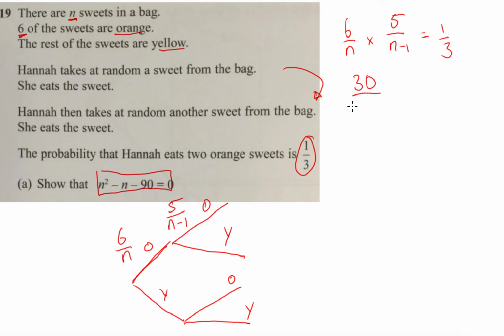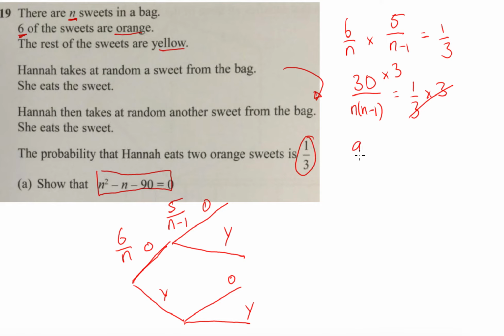N times n minus 1 is, we can just leave it as n bracket n minus 1, close bracket, equals a third. Okay, so now we want to get rid of the denominator on the right hand side. So 1 is being divided by 3. The opposite of dividing by 3 is timesing by 3, and whatever we do to one side we also have to do to the other. So we times both sides by 3. Times by 3 and divide by 3 cancels out. They're the opposite of each other. They cancel each other out.